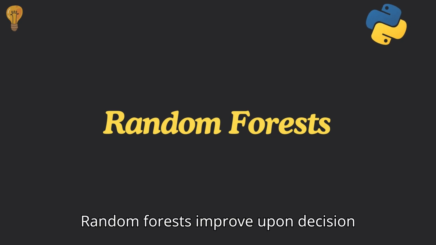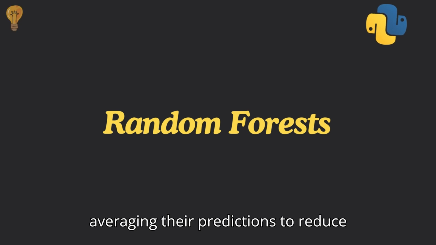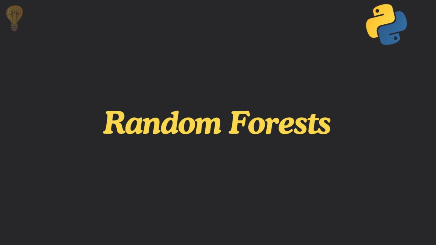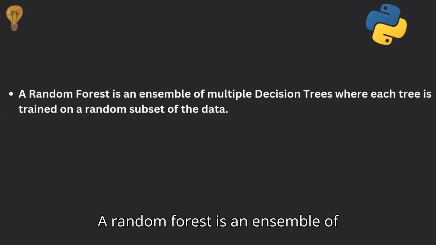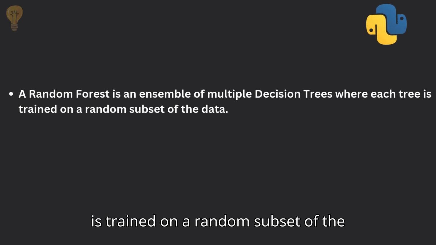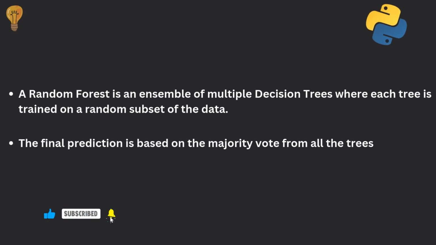Random forests improve upon decision trees by creating multiple trees and averaging their predictions to reduce overfitting and improve accuracy. A random forest is an ensemble of multiple decision trees, where each tree is trained on a random subset of the data. The final prediction is based on the majority vote from all the trees.